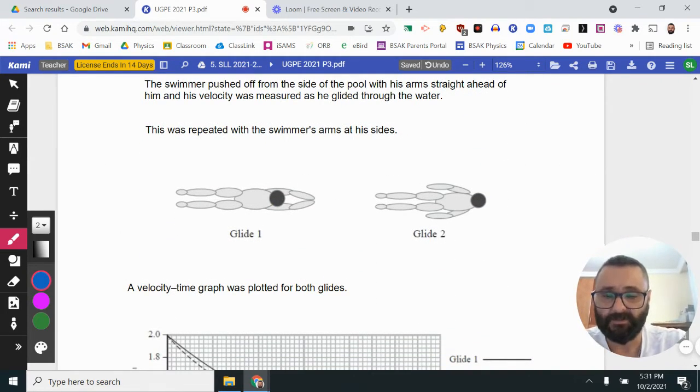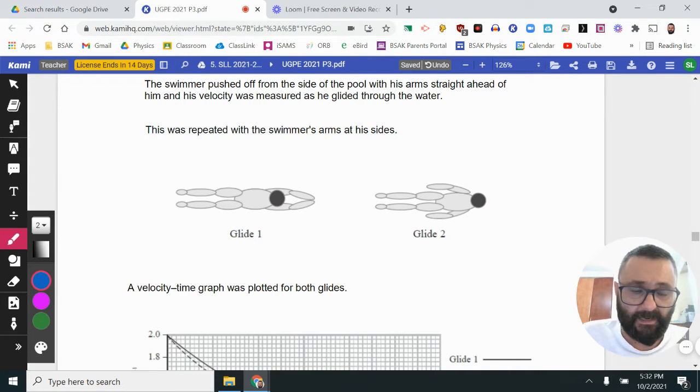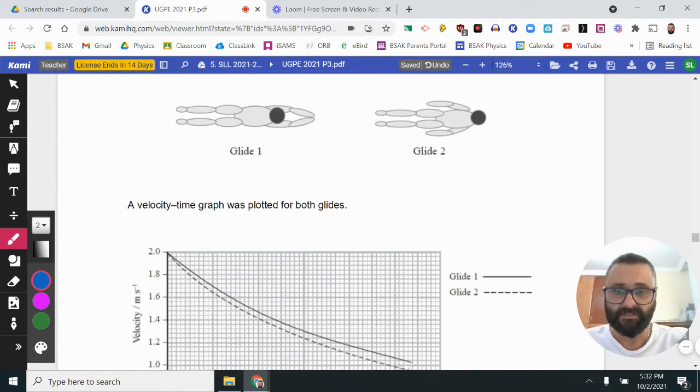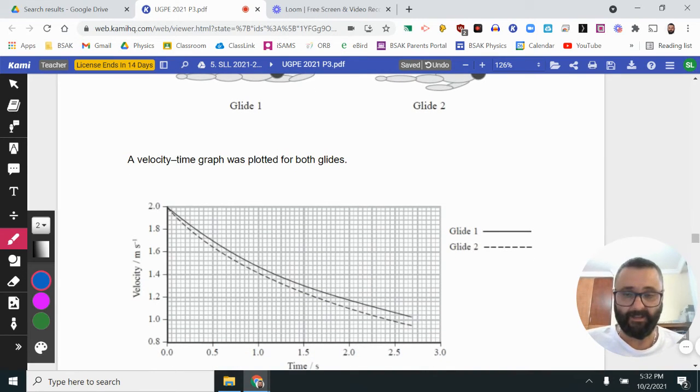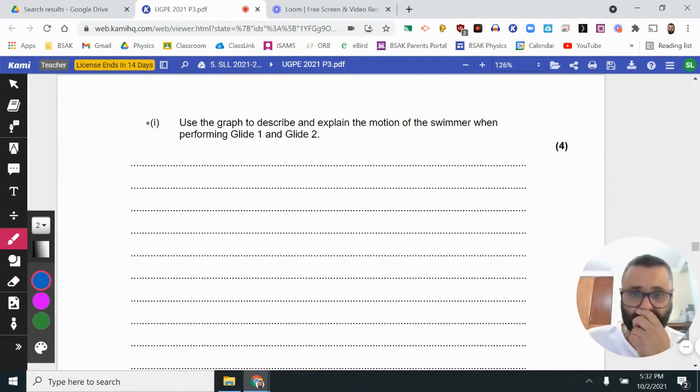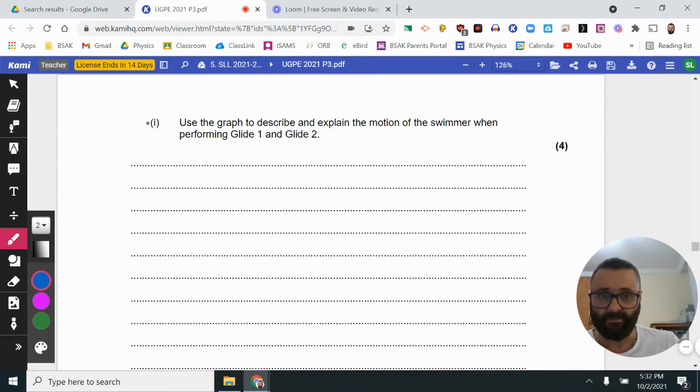Okay, right, it gets a bit trickier now. Two glides, 1 and 2. So it's just a glide. You're pushing away and you're not paddling. You're not kicking your legs. You're not using your arms. You're just literally gliding through the water. Because of the water resistance, you're going to slow down rapidly. Okay? Right, we need to explain the difference in the two graphs, to describe and explain the motion of the swimmer.